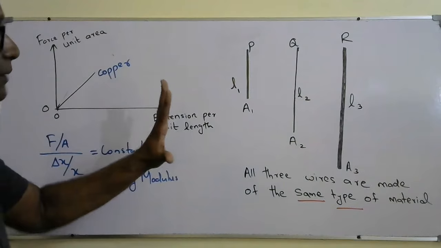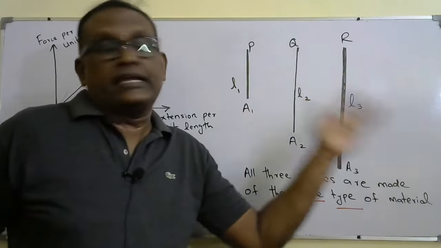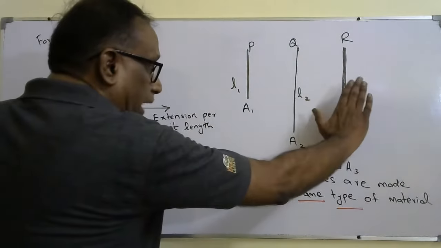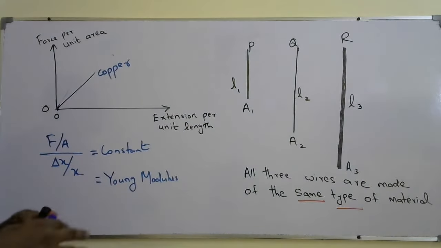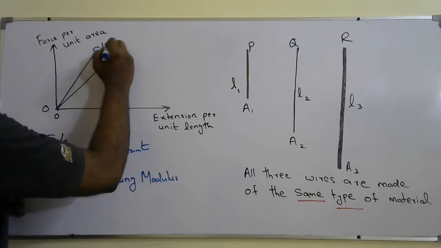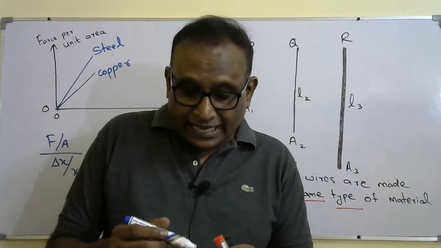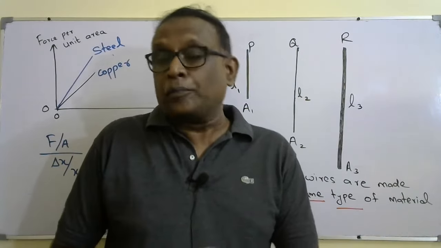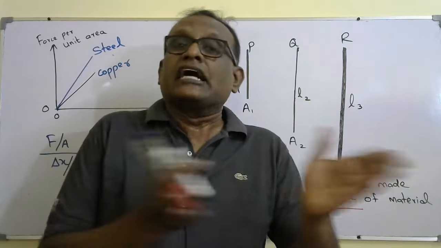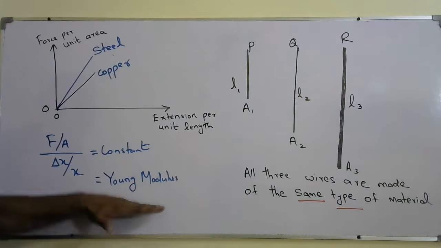For example, if you do the same experiment for copper, we already did it. If you do the same thing for different steel wires, if they are all made of steel, all the graphs will overlap with each other, but steel wire will have a larger gradient. That means steel is stiffer than copper. This is a very useful property of the material, because regardless of the dimensions we can compare the stiffness of materials. That is given by Young modulus.